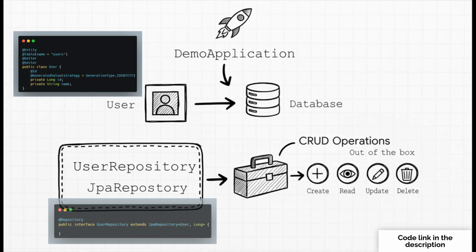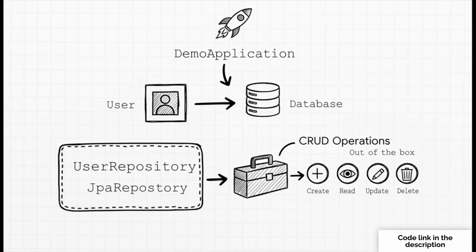Now for the core Java classes. We have our standard demo application entry point, and then there's our user entity, which is just a simple POJO marked with @Entity to tell JPA to map it to a database table. But here's where the real magic of Spring Data JPA shines. Check out the user repository. It's just an interface. By extending JpaRepository, we get a full set of CRUD, create, read, update, delete, operations right out of the box with absolutely zero implementation code required.